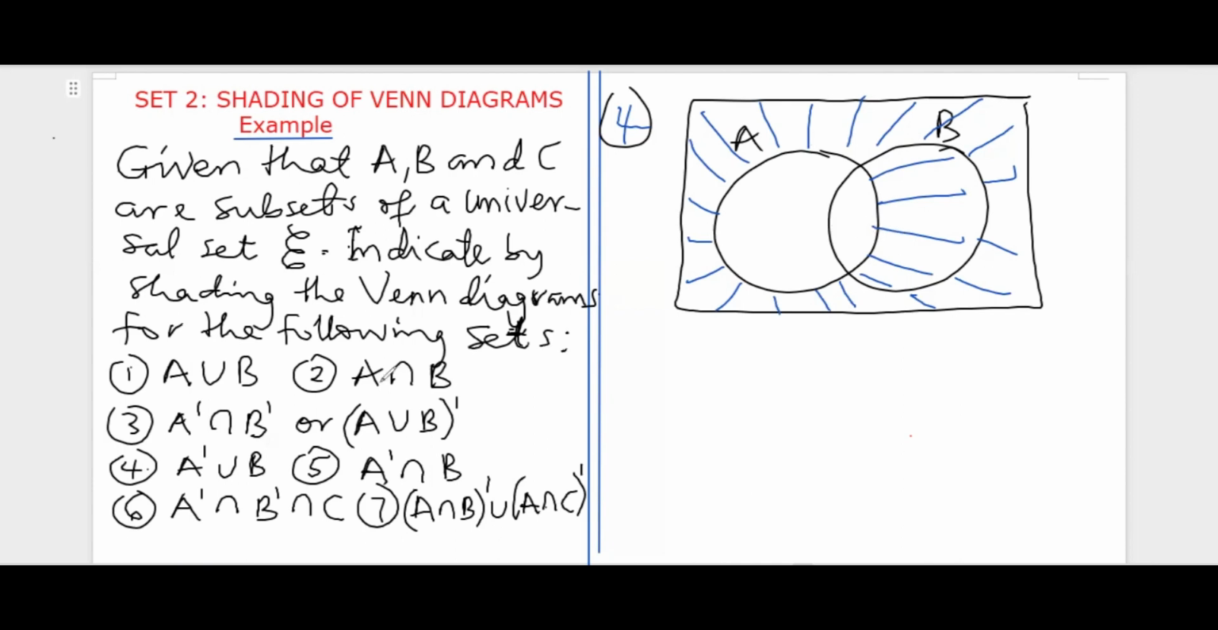A complement union B, meaning that you shade the part of B not intersecting with A, because A is completely complement, it's already not shaded. Then every other part outside A will be shaded for this A complement. So that is what we have there.